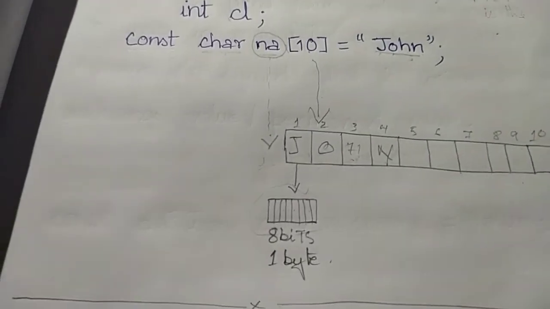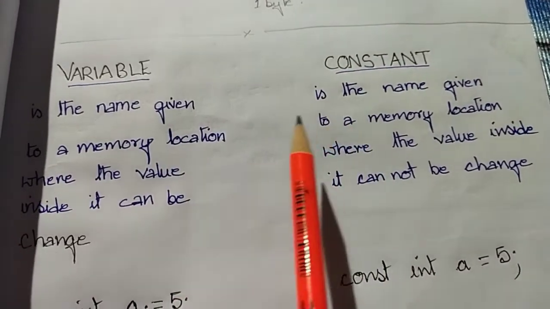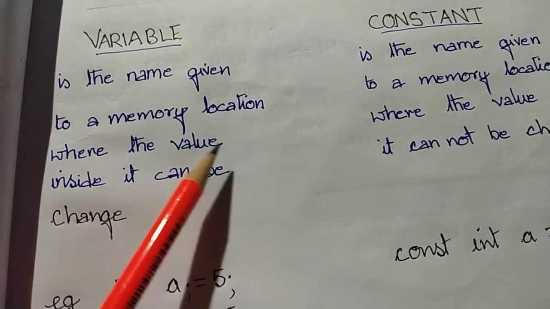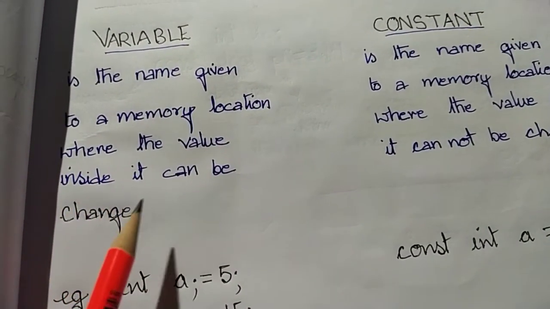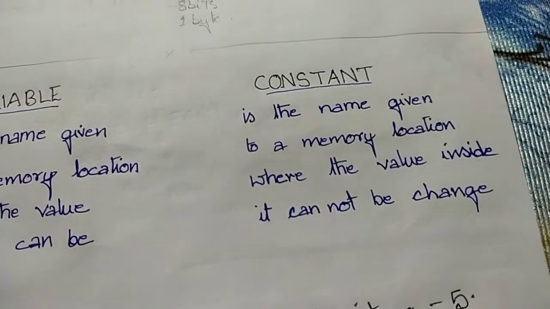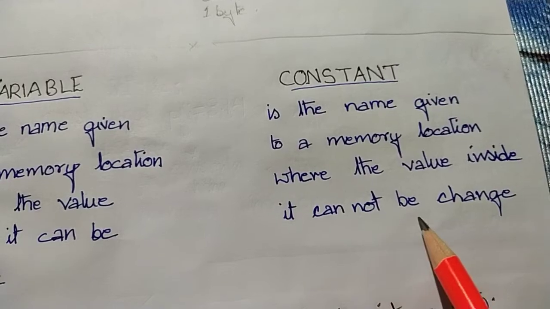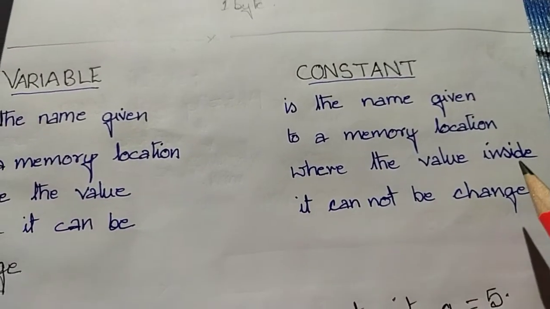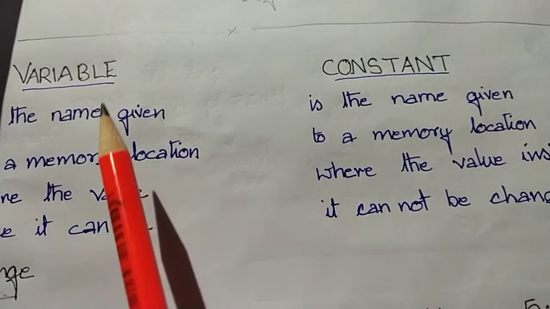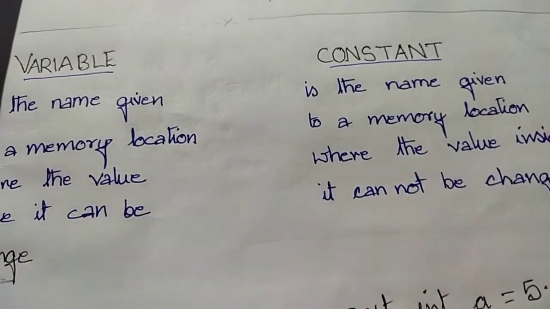So let's see what is the difference between variables and constants. When we talk about variables and constants, both are the same. A variable is the name that we give to a memory location where the value inside it can be changed. But the only difference with a constant is what? It is the name given to a memory location, but the value inside it cannot be changed. That is the only difference. Both are names that we provide in the computer memory, but the value in the variable can be changed, while the value in the constant cannot be changed.